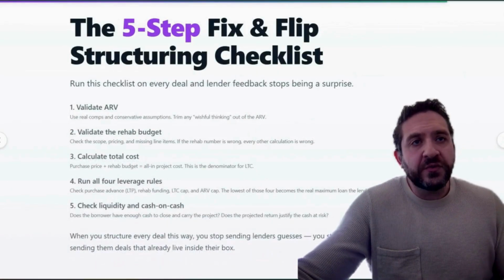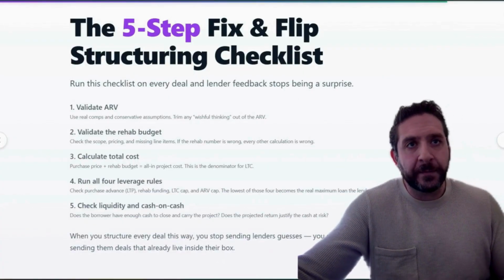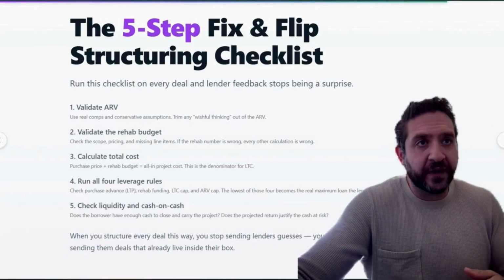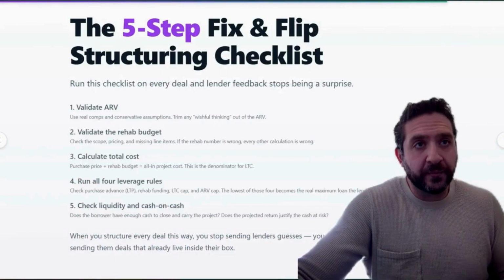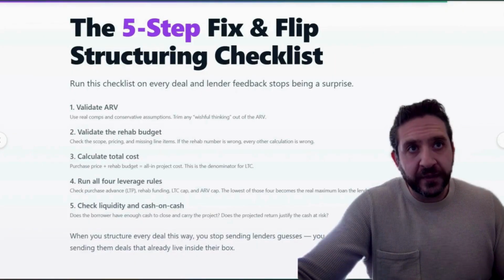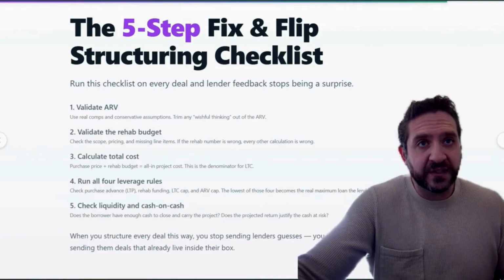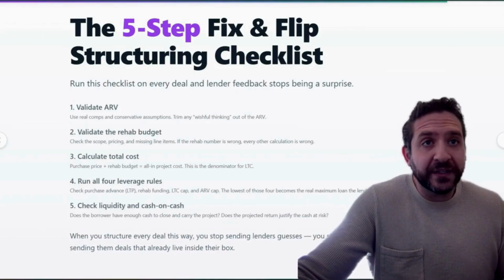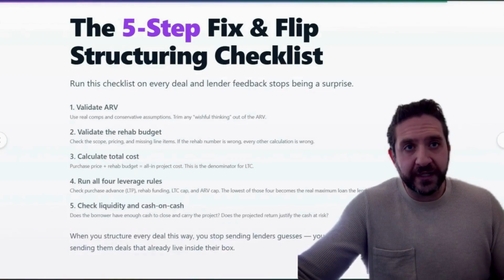So how do you structure a fix and flip correctly every single time? Well, step one is validate the after repair value. If the borrower thinks after repair value is higher than what the comps support, the lender is going to use the real number, not the optimistic one. Step two is validate the rehab budget. Does it make sense? Is anything missing? Is the cost realistic for the scope? Step three is calculate the total cost. Purchase plus rehab. That's your all-in basis.